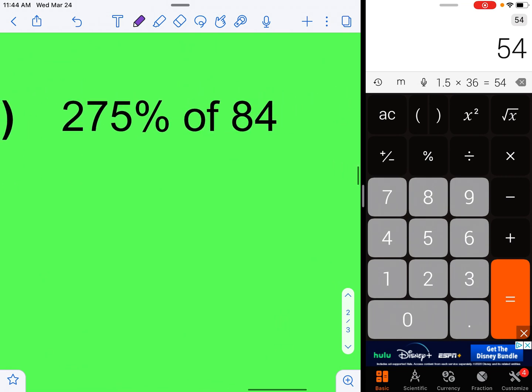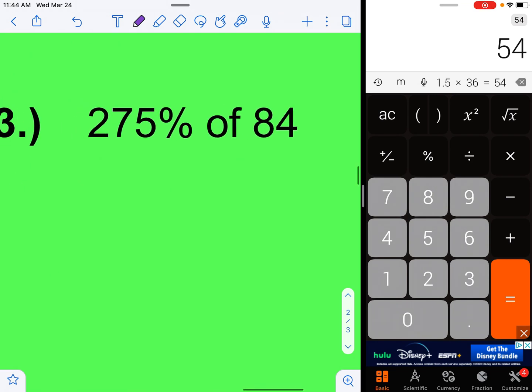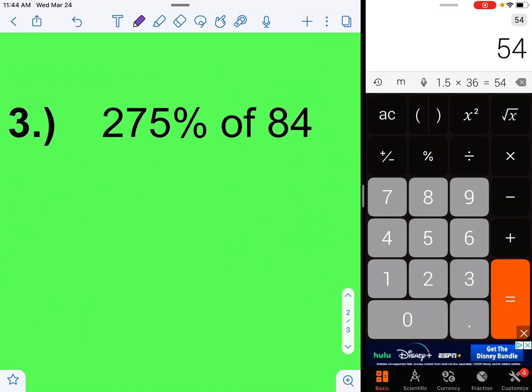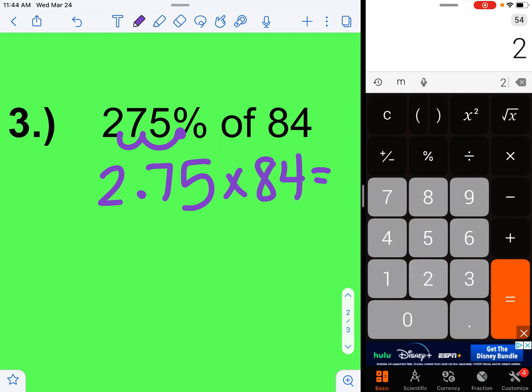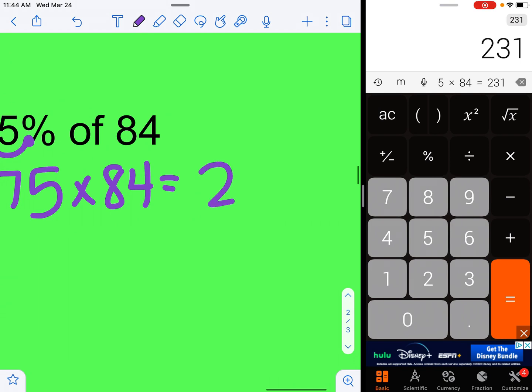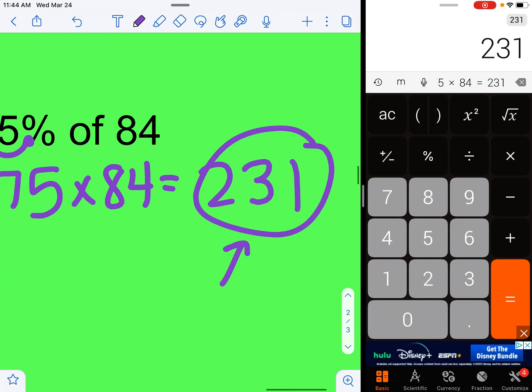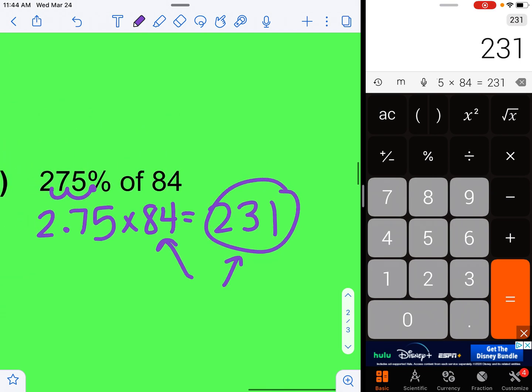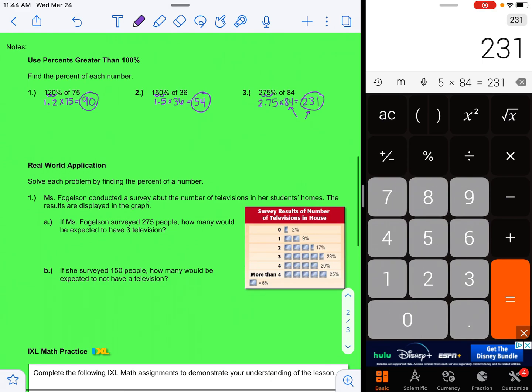And moving on to number 3, we have 275% of 84. So again, to do this, we need to move our decimal point 2 places to change it to a decimal. 1, 2, I get 2.75 times 84. 2.75 times 84 gives us 231. And again, notice our number is way bigger than the number we started with. That's because our percentage is bigger than 100.